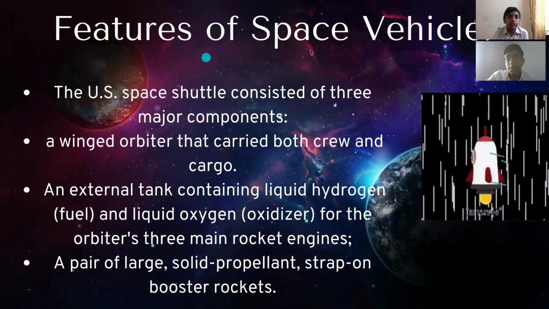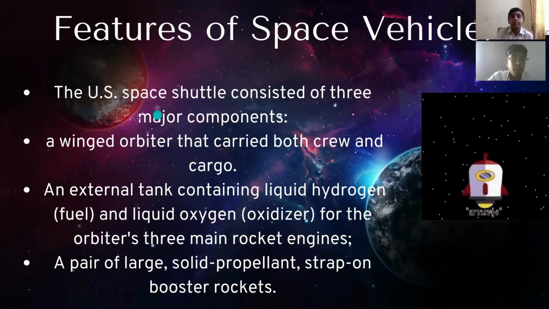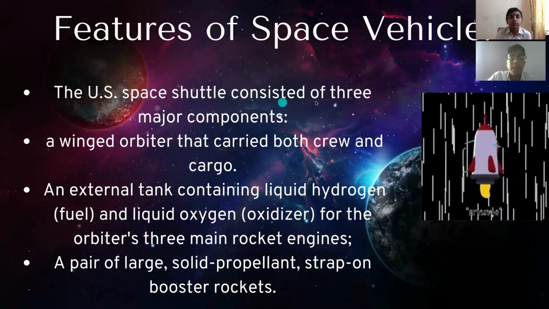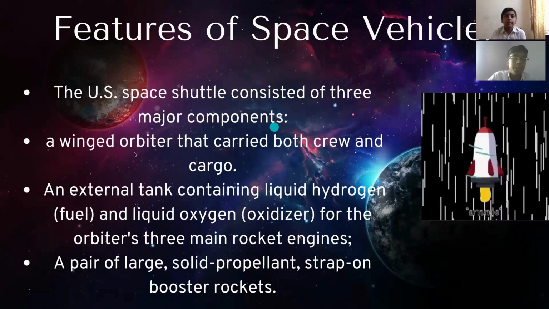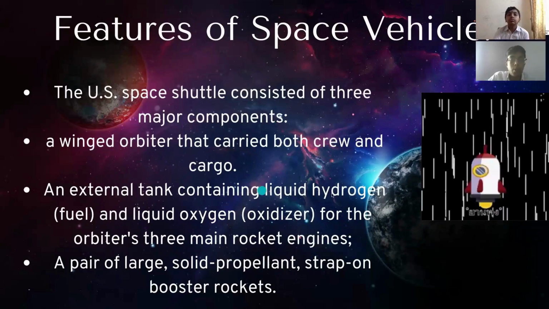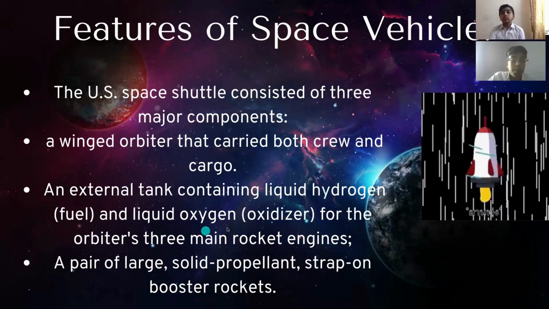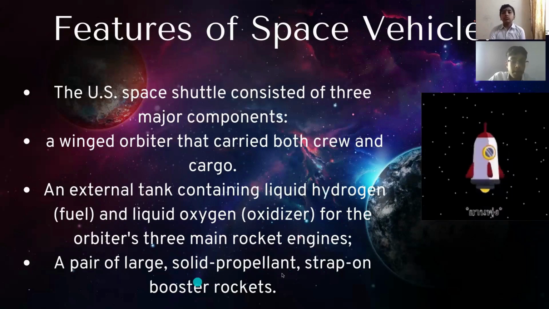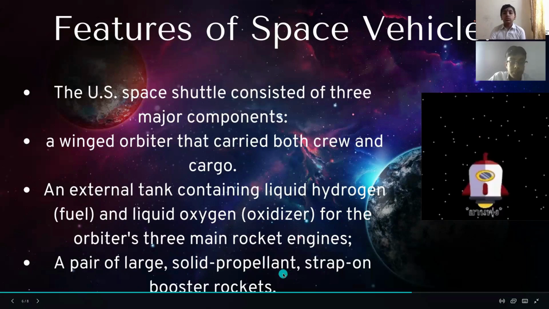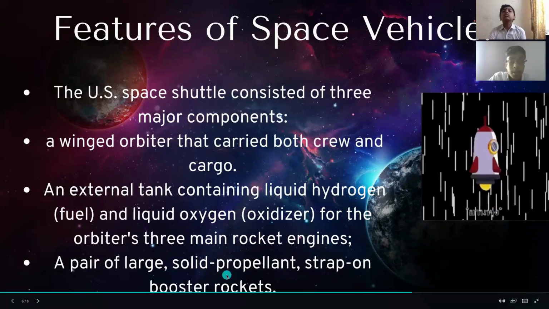Features of space vehicles. The US Space Shuttle consisted of three major components: a winged orbiter that carried both crew and cargo, an external tank containing liquid hydrogen (fuel) and liquid oxygen (oxidizer) for the orbiter's three main rocket engines, and a pair of large solid propellant strap-on booster rockets.